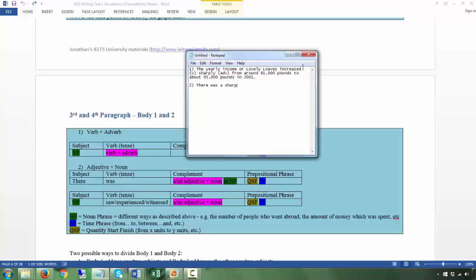So there was a sharp increase. Now you see what we're doing here? We are writing there was a sharp, this is an adjective, and then increase is a noun.